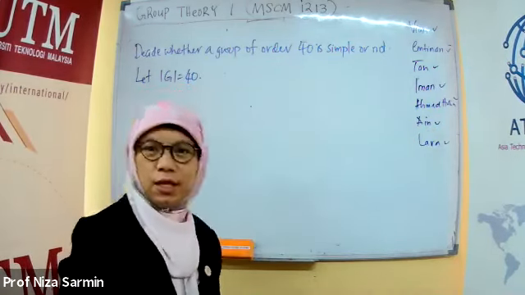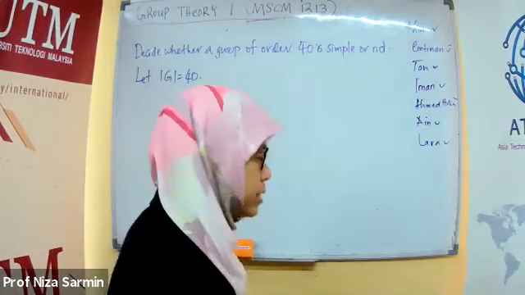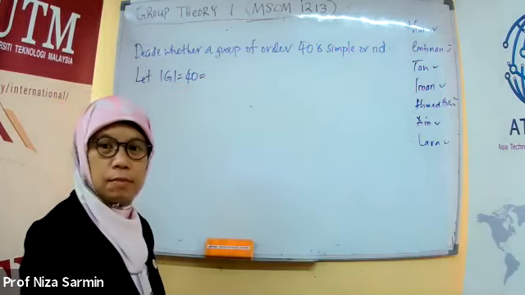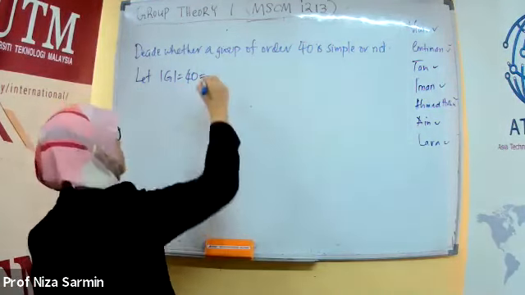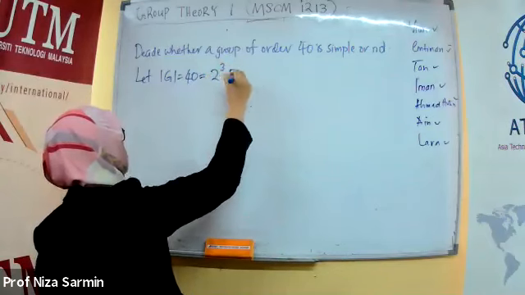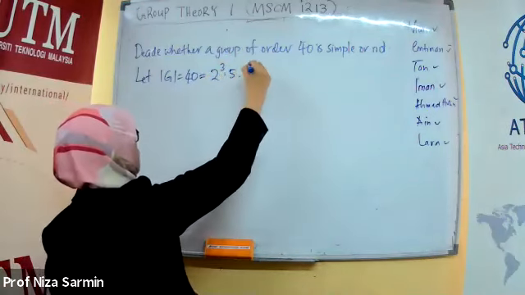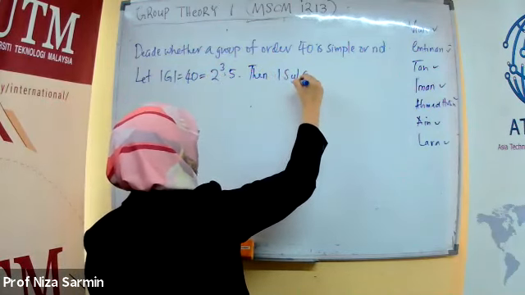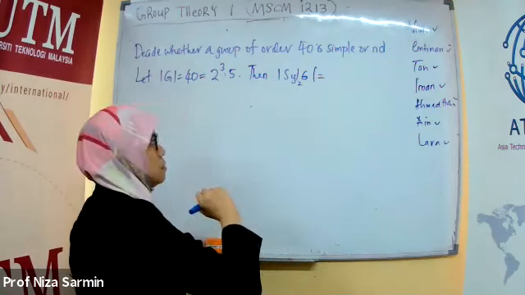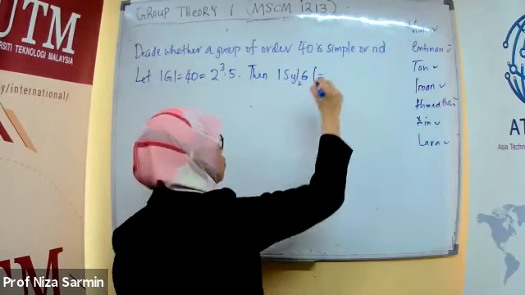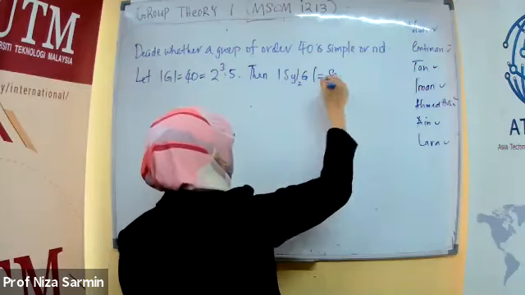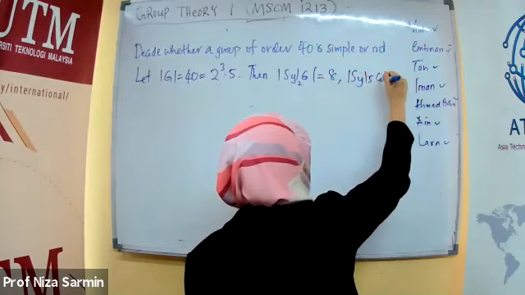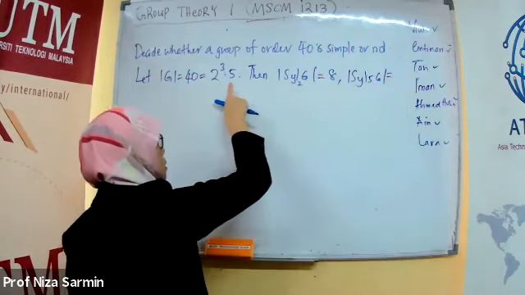Can you write 40 as a product of powers of primes? Yes. 2 cubed times 5. It's 8 times 5, right? So 2 cubed times 5. Then what is the order of the Sylow subgroup of G? The Sylow 2 subgroup of G is of order? 8, the highest one. The Sylow 5 subgroup of G is of order? 5.